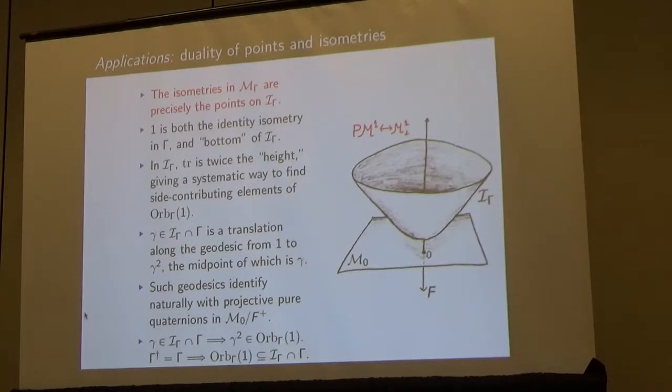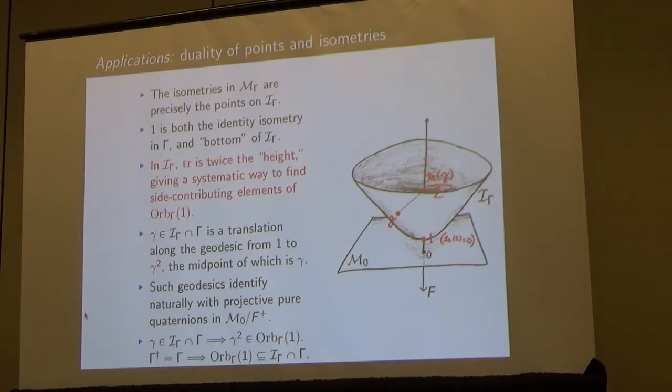But we have this interesting thing now where both the group and the hyperboloid model for the group are both embedded inside the same Quaternion algebra, and we have the same sort of duality that we have with Hamilton's Quaternions. In particular, I can look at a point on the hyperboloid model and think of it as an isometry. What does it do? Well, it actually is a translation along the geodesic that passes through that point and 1 that takes gamma to gamma squared. So 1 is 1, so that's nice. The trace is always twice the height.